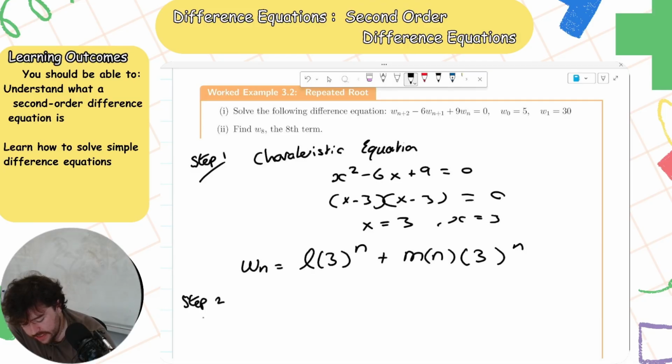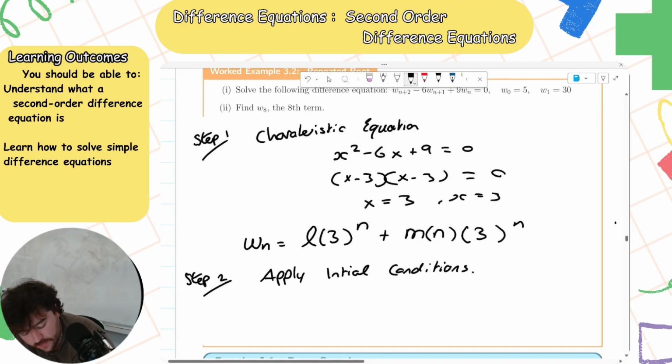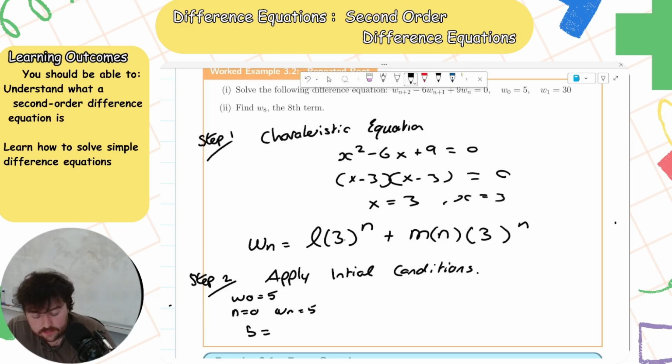So step 2, apply initial conditions. W0 is equal to 5, W1 is equal to 30. So when n equals 0, Wn is equal to 5. So it's going to be 5 is equal to L times 3 to the power of 0. 3 to the power of 0 is 1, so it's going to be L, and then m times 0 times 3 to the power of 0. Well, I'm multiplying everything by 0 here, so that's going to be 0. So I have L is equal to 5.